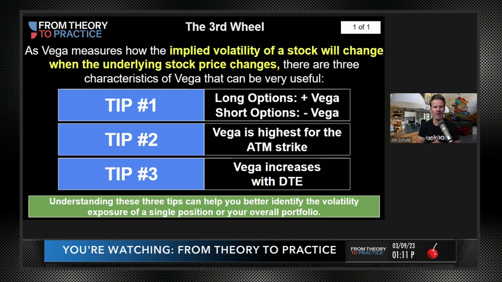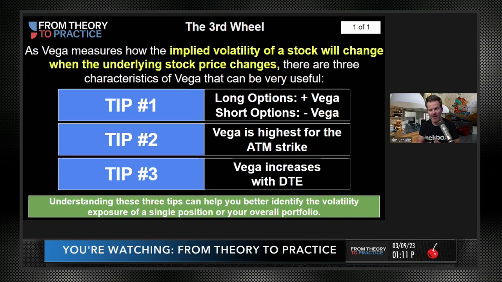You will see that Vega is greater for longer term options. And so again, if you're trying to control or minimize or maximize your volatility exposure, it's very helpful to understand these different tips and tenets that you see inside of a Vega understanding. With tip number 2, the at-the-money strike commanding the highest Vega. And then tip number 3, the longer duration is also commanding higher Vegas.